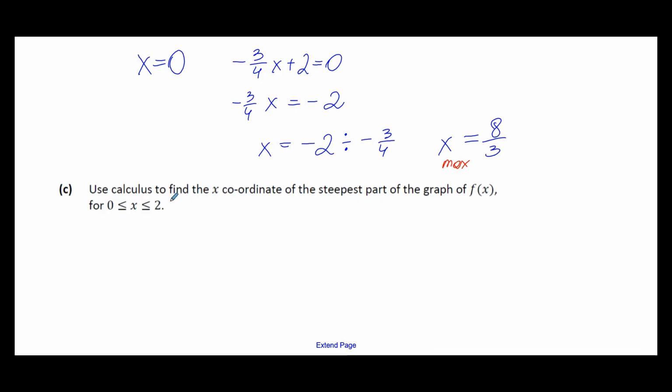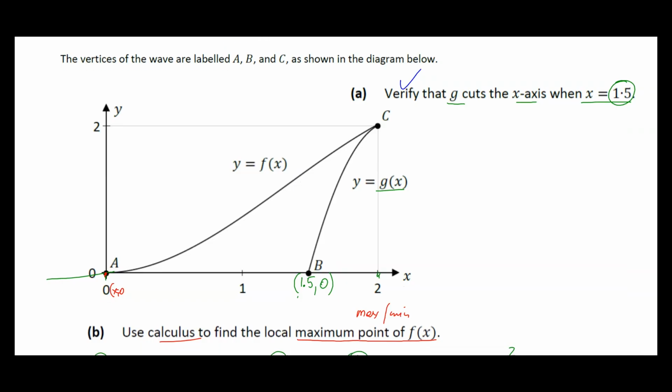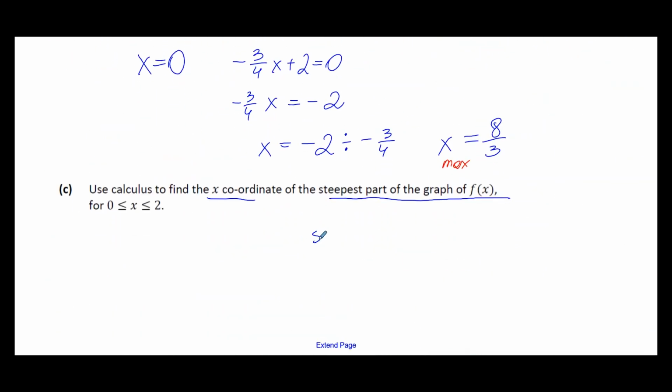Okay, let's have a look at the next part of this question. So here they are saying use calculus to find the x-coordinates of the steepest part of the graph. So how do I understand the steepest? If I am looking at the graph, I am looking at what point the graph goes up the most, isn't it? So what feature of the function are we referring to? We are talking about the slope, isn't it?